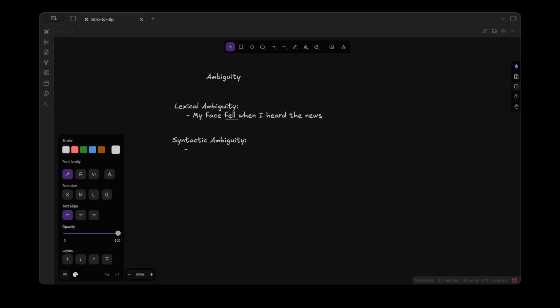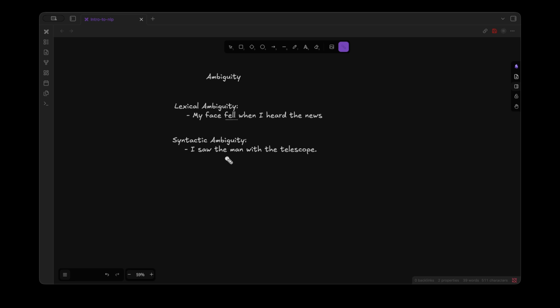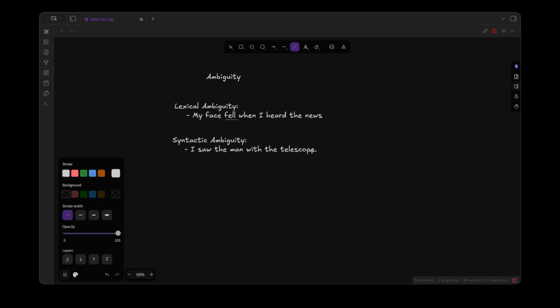Syntactic ambiguity is basically the next thing I talked about. I saw the man with the telescope. Here, grammatically it might be correct, but you don't know whom you are talking about. If we take this particular example, two things can happen.